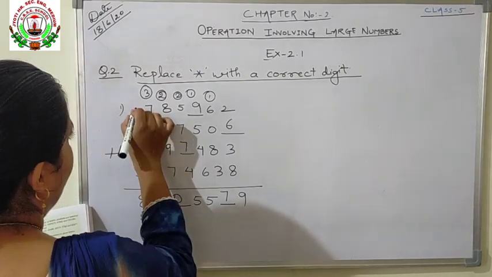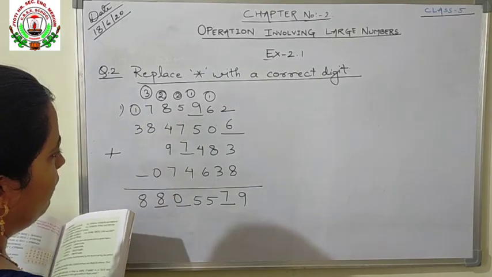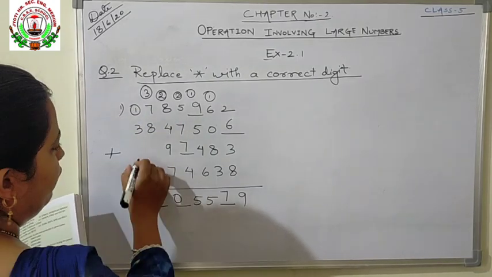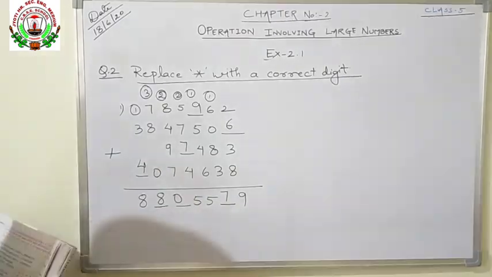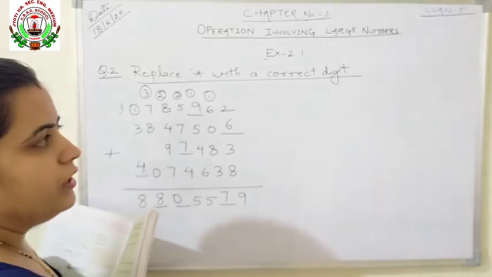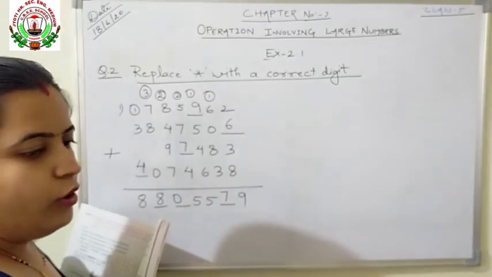8, carry forward 1. 3 plus 1 will be 4. 4, and here you want 8. 4 plus 4 is 8. So in this way you have to solve this question. Okay. So one more question is there. You have to solve that question on your own.